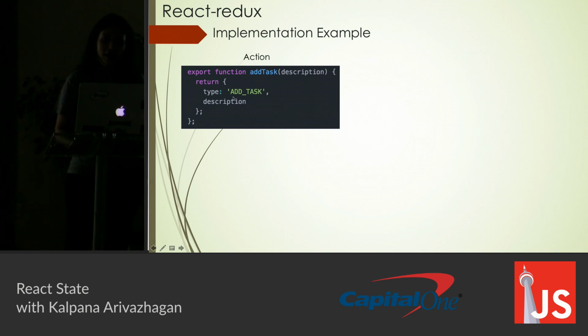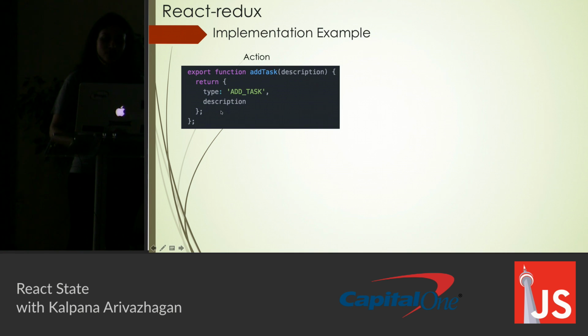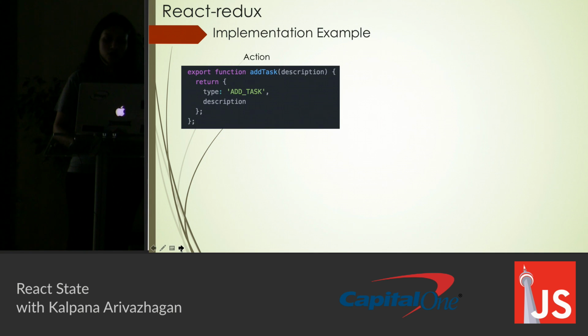And the type is very descriptive. It says what exactly the user wants to do. The user wants to add a task to the store. And along with that, we are also passing additional information, which is description. And description is nothing but the description of the task that the user wants to add to the store. So we saw how an action might look. Next, we're going to see how a reducer will look.